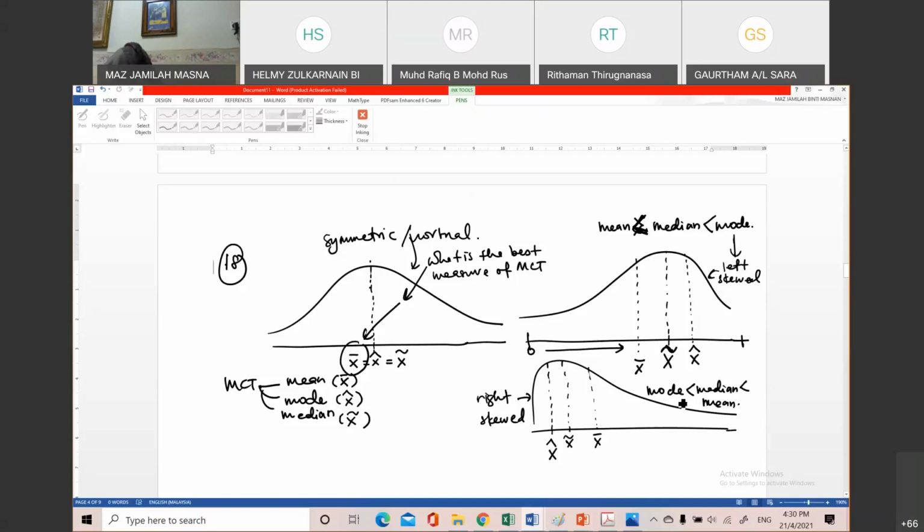Okay, number 19. Explain the difference between measure of central tendency and measure of dispersion. Sorry, class. Number 19, class, explain the difference between measure of central tendency and measure of dispersion.